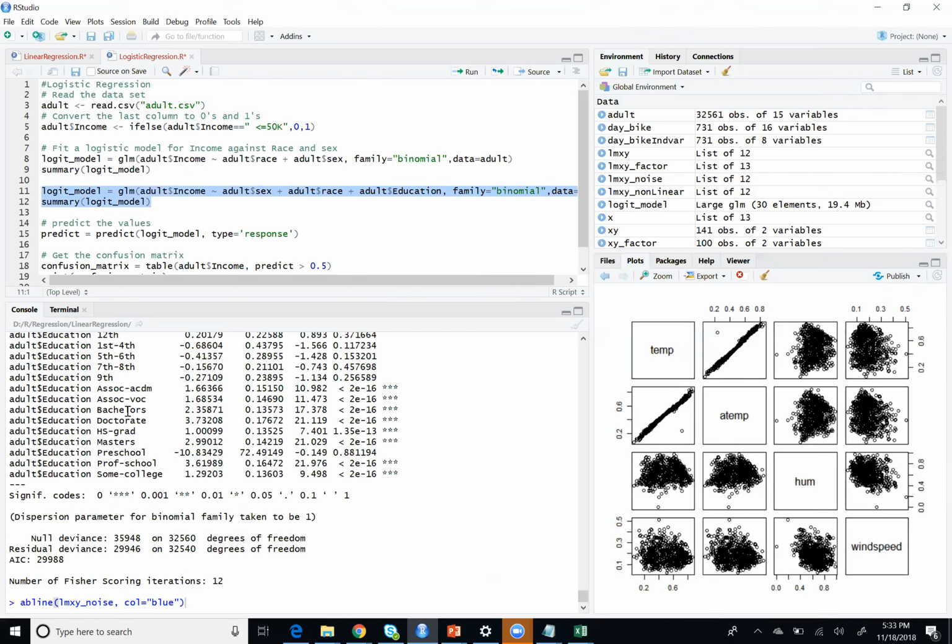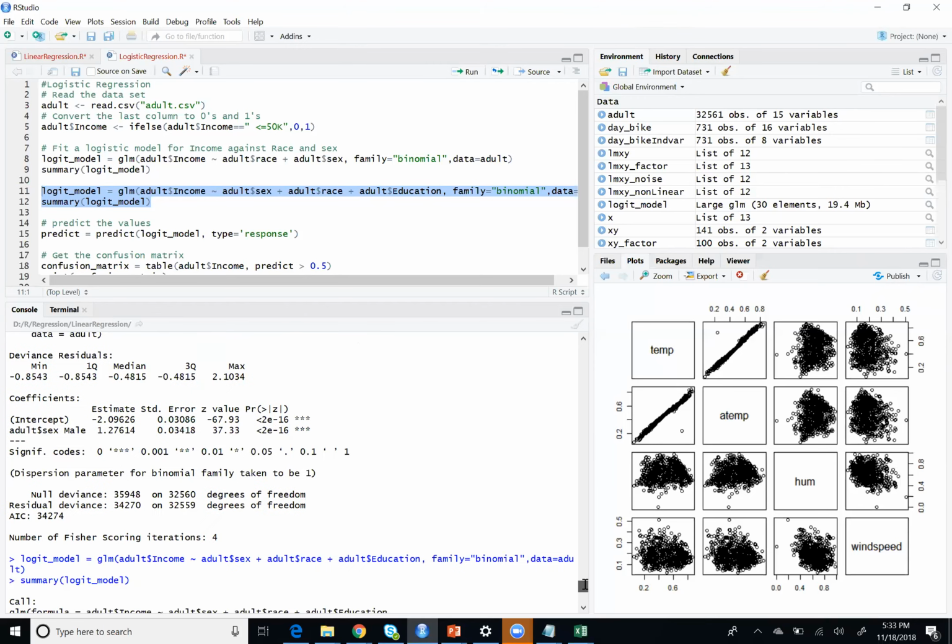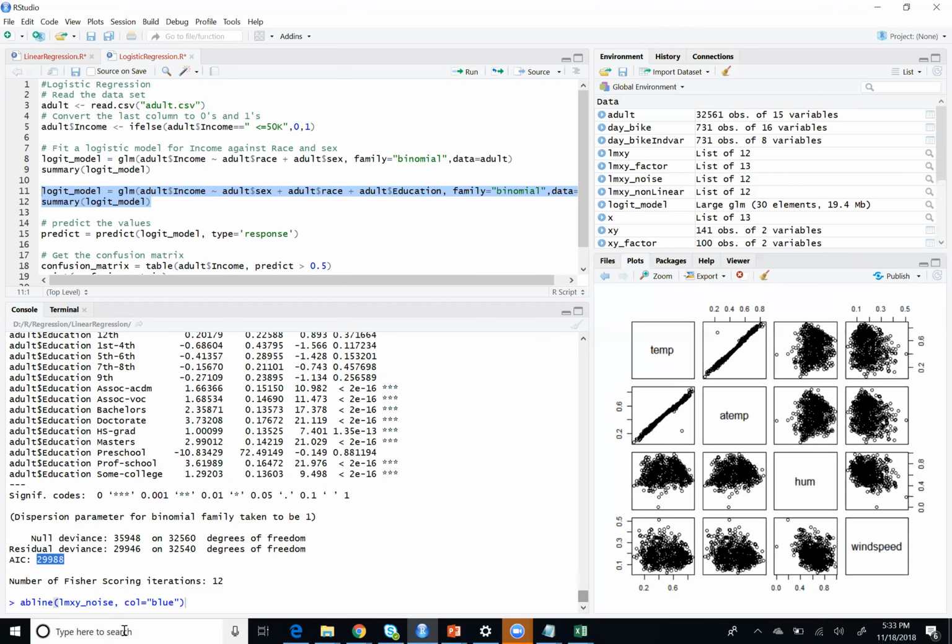Wow. The reason you see education being divided is because it's a categorical variable. Education, bachelor's. It divides it into each categorical value given in education. So adding that, look at the AIC score, it improved much better. Earlier it was 35,000, 35,000, 34,000. Now adding education, it brought it down to 29,000.